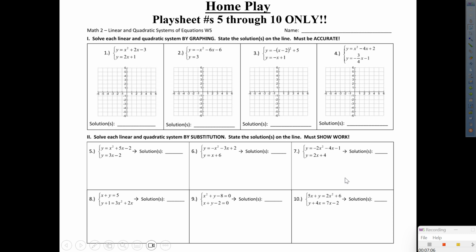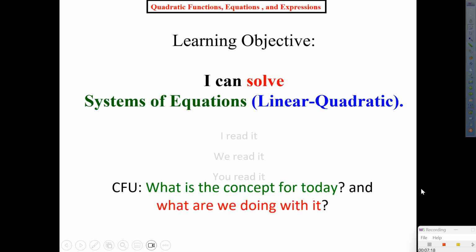Tomorrow's home play is the same play sheet, but you're doing numbers 5 through 10, which is by substitution. That's why I want to get to that today, okay? So, get a Cornell note going, please. I'll give you some time. Our objective for today: I can solve systems of equations, linear and quadratic, and today we're focusing on substitution only, okay? All right, I'll give you some time, set it up.